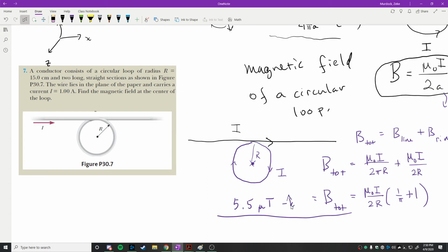Also times negative k hat, I guess, would be the right way to do this, because it's also going to point into the board.